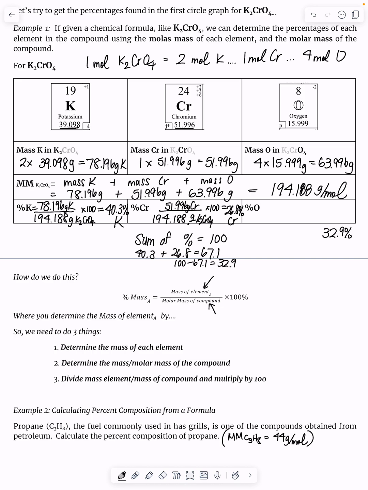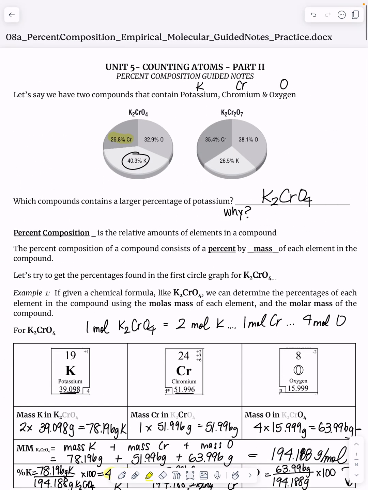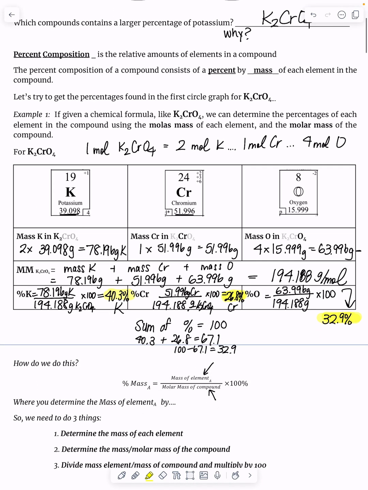But let's double check and do the math. If I want to get the percentage of oxygen, it's going to be the 63.996 grams that I got up here, divided by the molar mass, 194.188 grams, times 100, and guess what? I do get 32.9%. Let's see if these percentages match the ones in the wheel chart. Yes, they do: 26.8, 32.9, 40.3%.